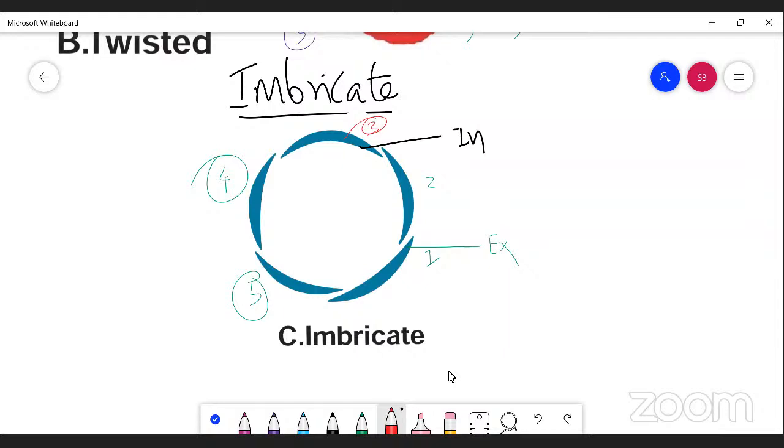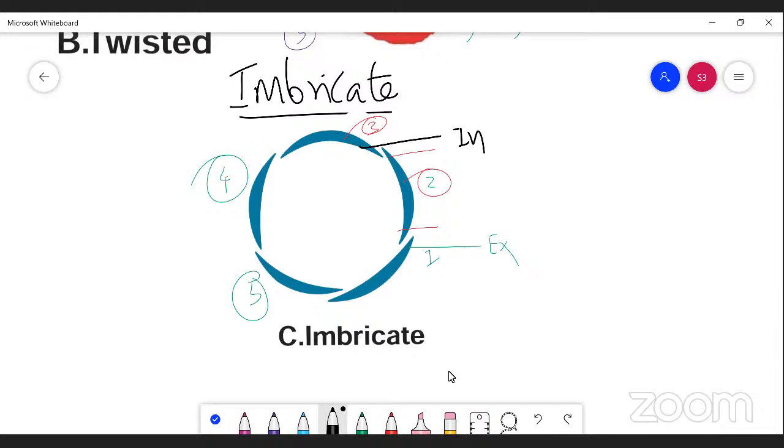Both edges of one petal are totally interior, and both margins or edges of another petal are totally exterior. The remaining three petals each have one edge interior and another edge exterior. So the petals are arranged in this manner. That is called imbricate aestivation. It is very easy to draw, my dear student. Just take it, there will be 5 petals. I would like to draw.